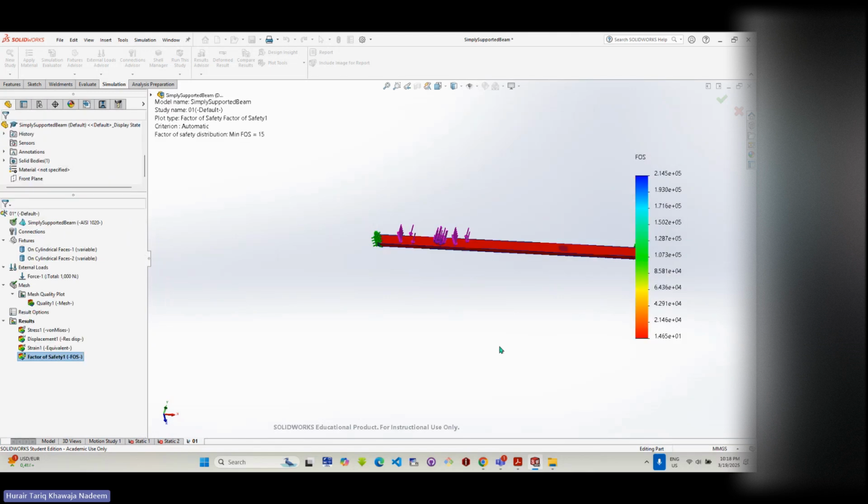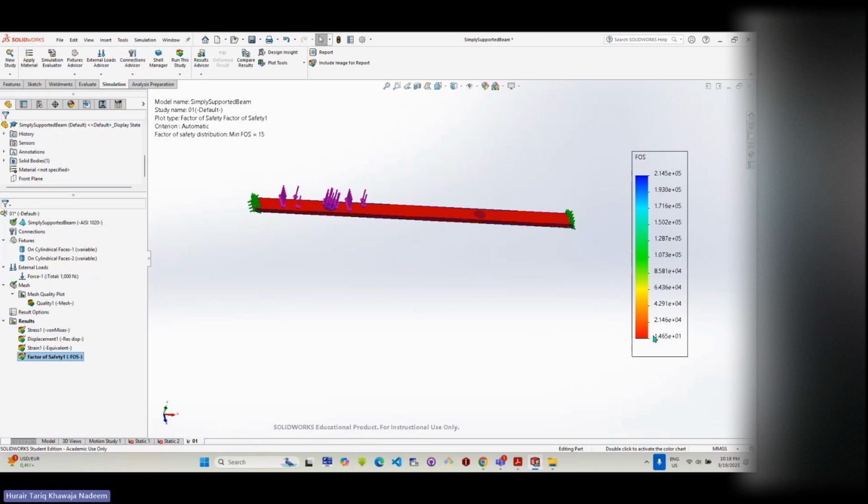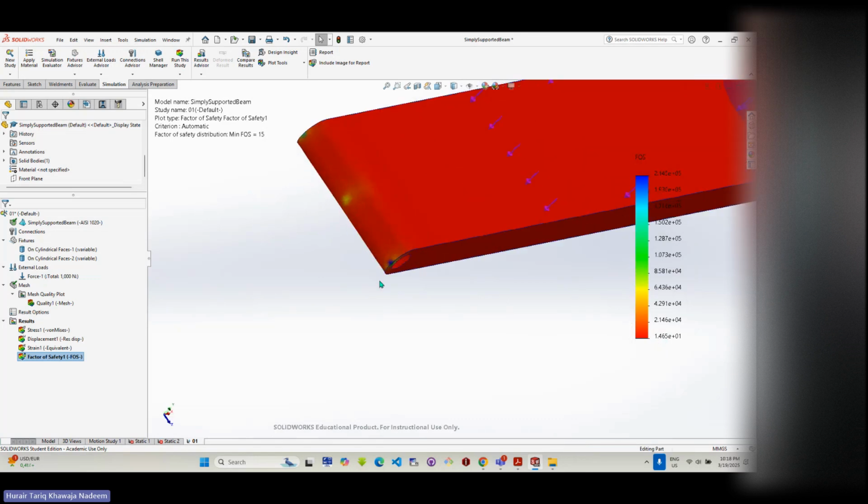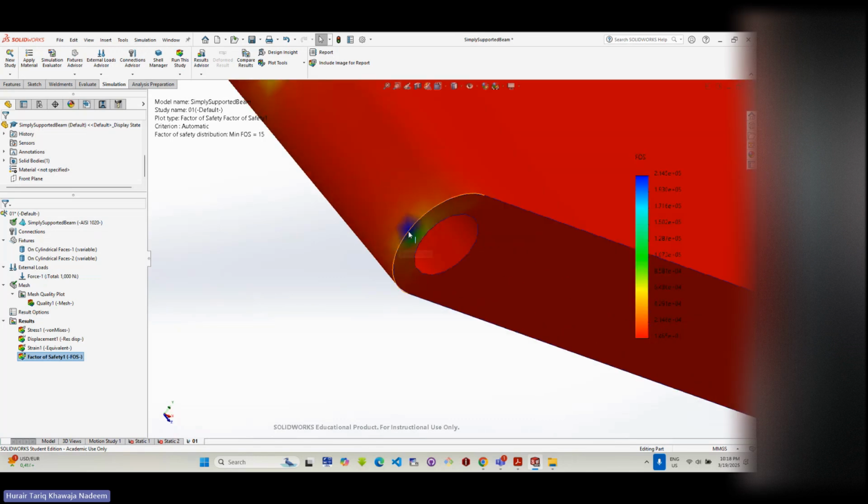Okay, so we do not want to do this. Let's click on this, and you see that the factor of safety is 14. So at the center, the factor of safety is how much? 14, which is too high. So this means you can make the material thin. But on the sides, this blue part has a factor of safety of how much? Something into 10 to the power 5, almost around a million. So this side has a very high factor of safety.